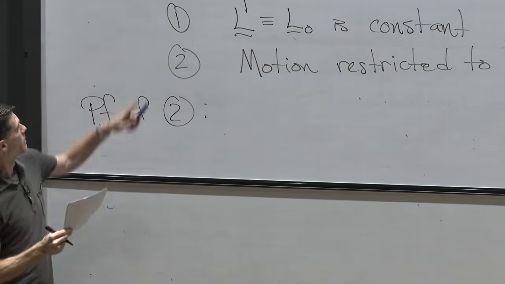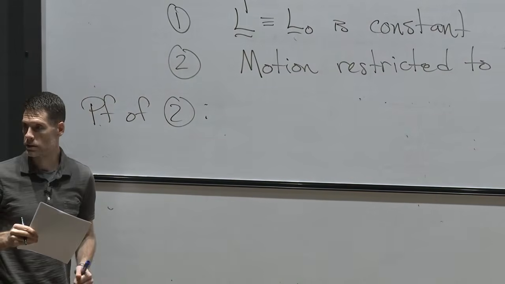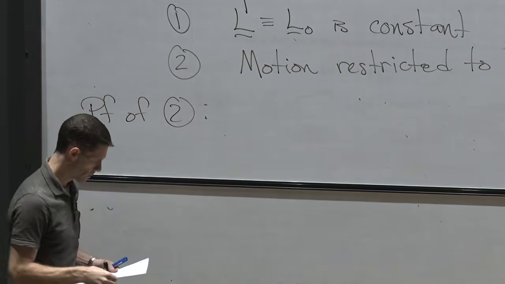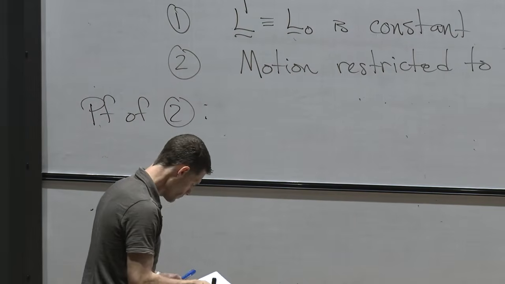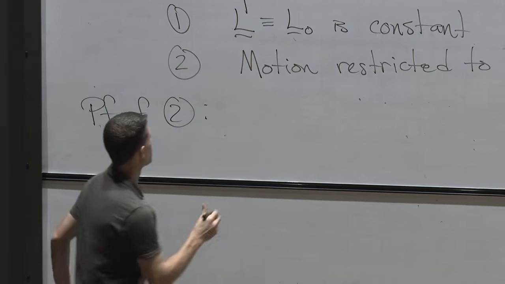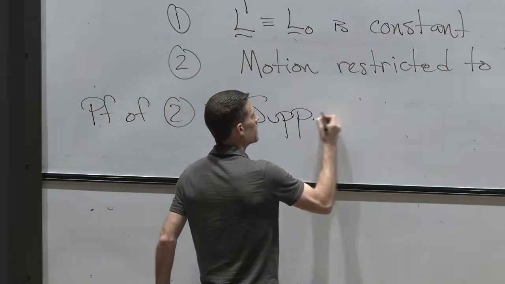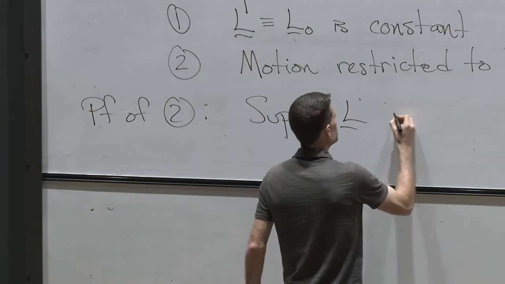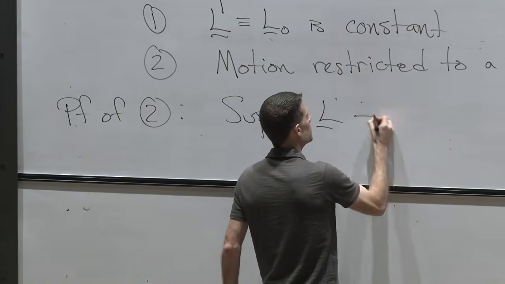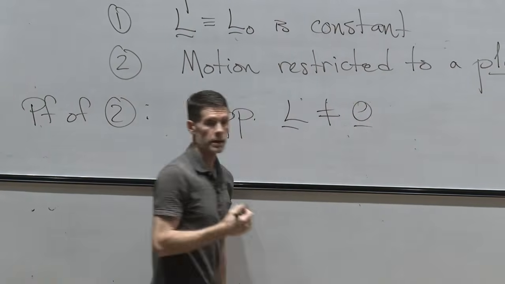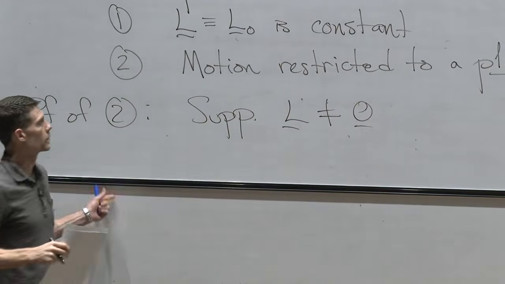And we want to use the first statement. So the angular momentum, L0, is constant. So let's suppose for the moment L is constant but not itself the 0 vector.